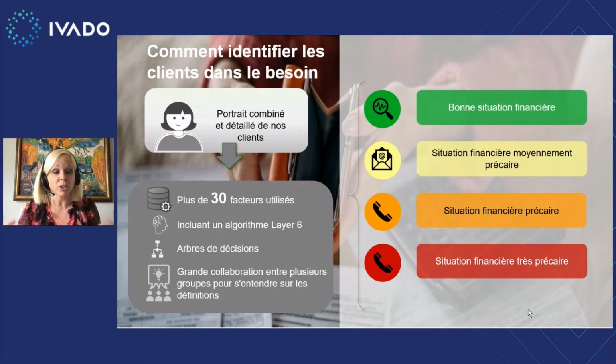At the end, we had 30 factors that we chose to categorize our clients. The green category: those in a good financial situation, people with a very good income, whom we didn't worry about. Yellow: clients were moderately impacted.